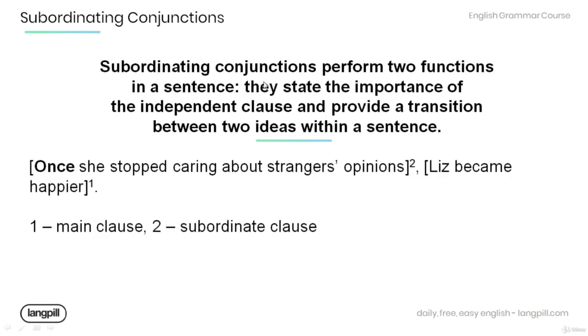Note, subordinating conjunctions perform two functions in a sentence. They state the importance of the independent clause and provide a transition between two ideas within a sentence. Have a look at the example over here. Once she stopped caring about strangers' opinion, Liz became happier. Note that Liz became happier is the main clause, and she stopped caring about strangers' opinions is a subordinating clause.